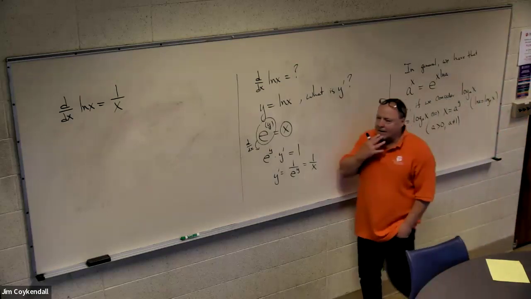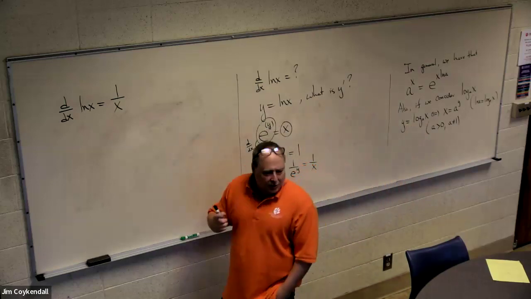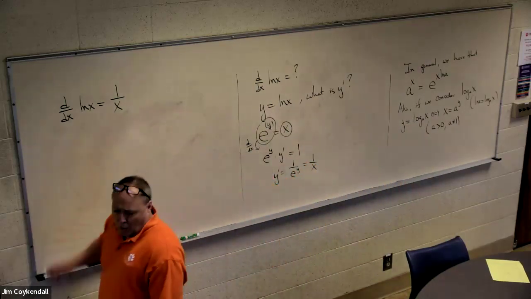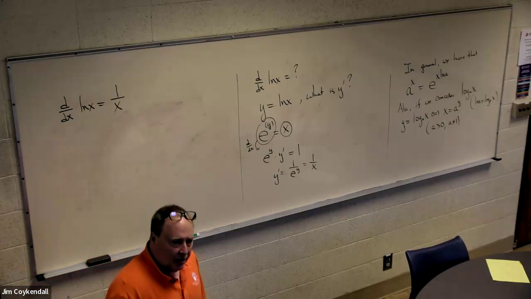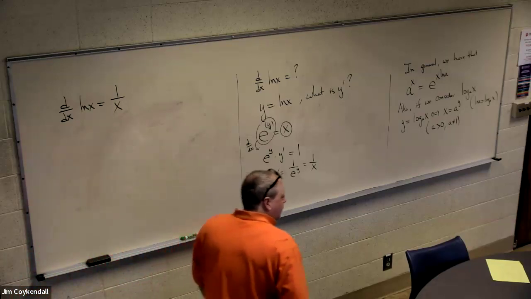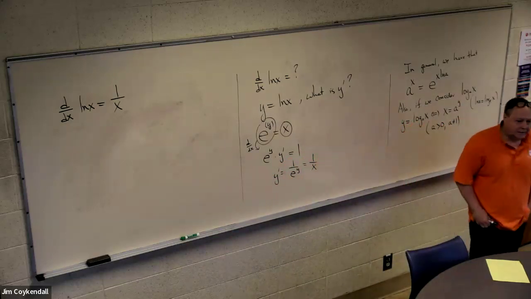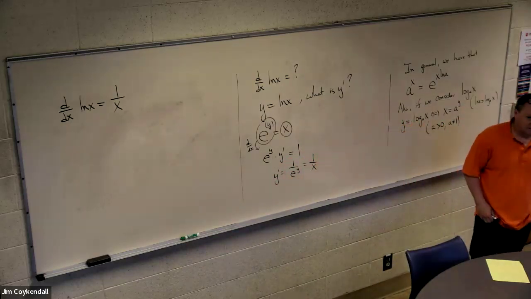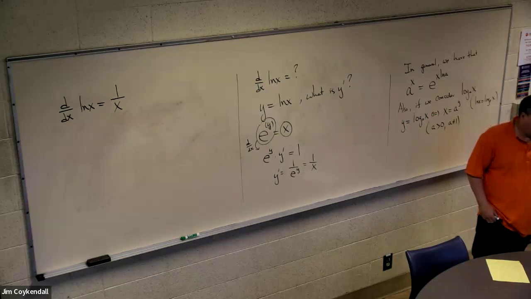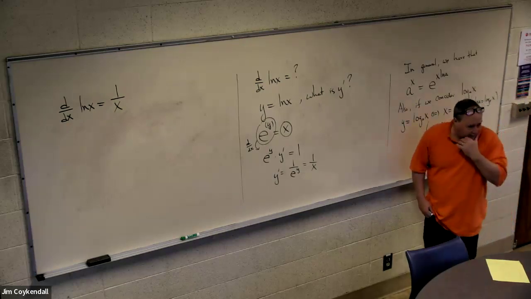I'm going to take this a step further. Let me ask you a question here. What's the domain of the natural log of x? That is, what values of x can I plug in and get a number? Any positive number, right? Zero is out of bounds. Negative, you can't take the log of a negative number.